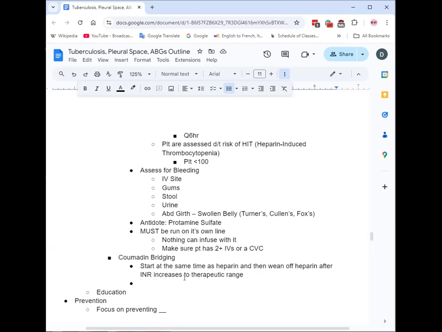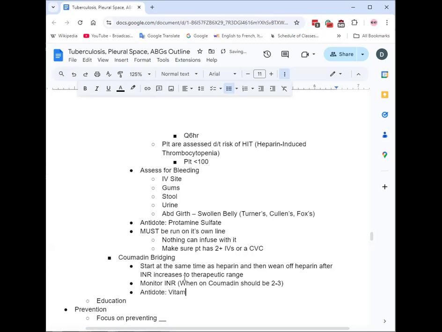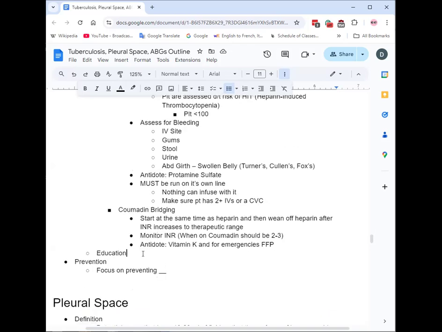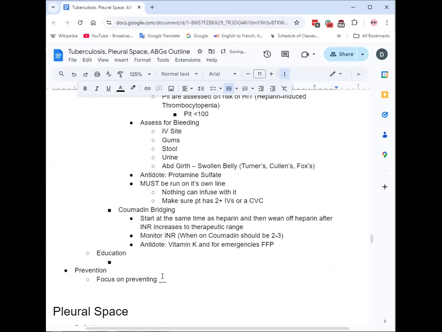Cool. So when it comes to Coumadin, we monitor the INR. The INR when on Coumadin should be 2 to 3. That's the therapeutic range. And the antidote, I know you guys know this, and he's mentioned it, is vitamin K. And for emergencies, we can give fresh frozen plasma because that affects the clotting factors and not the platelets.